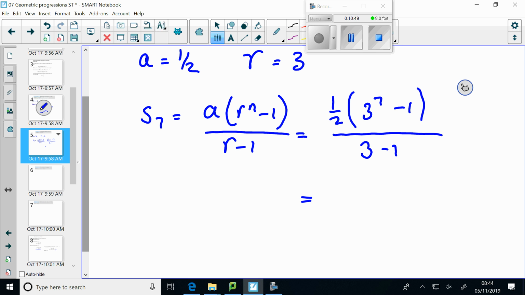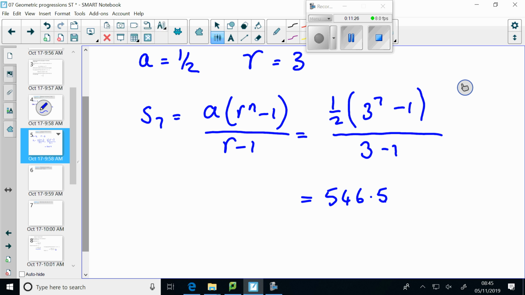0.25. That isn't the answer I've got here. I got 546. It's not 0.25. 546.5, yeah, or 0.5 if you prefer, when you put the brackets in, yeah.